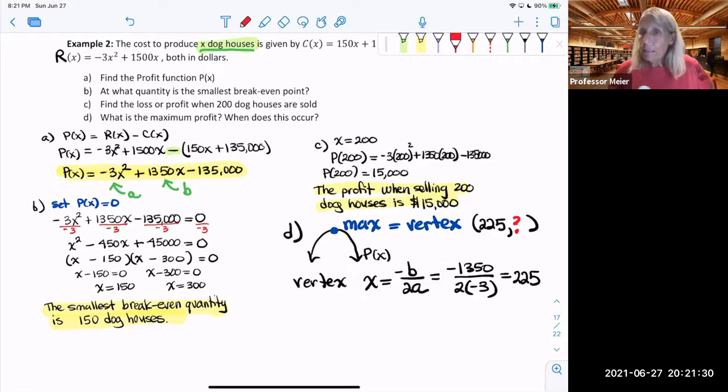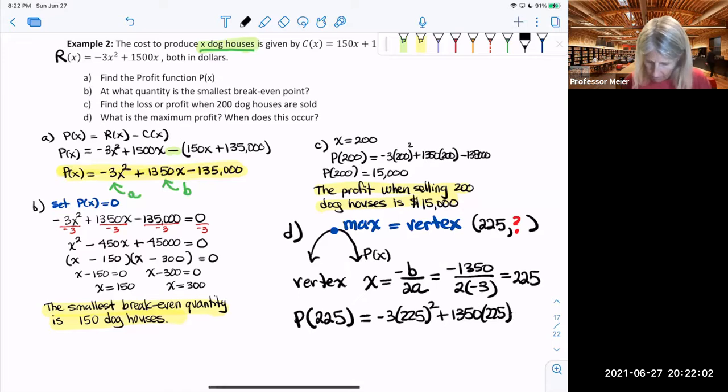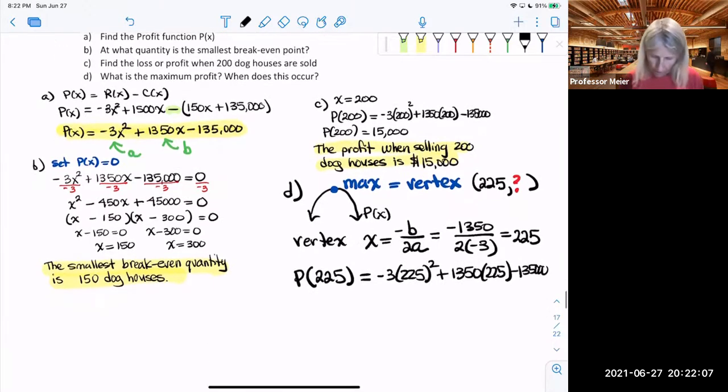But what actually is that max profit? Well, take the x value, plug it back into the profit, and get the y value that goes with it. So you need to take your x value of 225, plug it into the profit equation, and get the y value, which is going to be the profit. So again, just like we did a moment ago, use the calculator, plug your 225 in, and then answer the question. All right, so I put that all in there. Let's see what comes out.